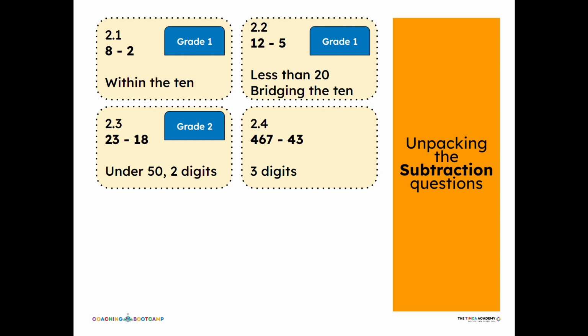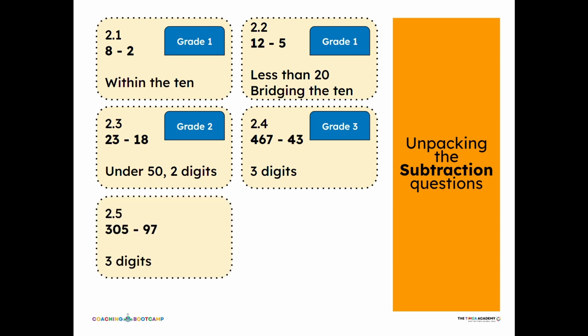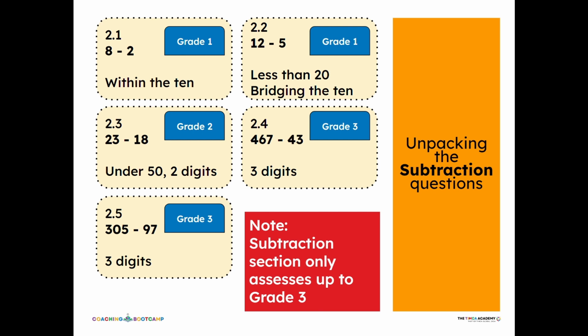Fourth question, 467 minus 43 is a 3-digit and a 2-digit sum. This is now taking us also into grade 3. And then the final one, 305 minus 97, is also a 3-digit and 2-digit problem, and again that's grade 3. And as with addition, the subtraction section only assesses up to grade 3 level. Okay, and again these numbers have been chosen specifically to elicit strategies, but we're not digging into those strategies just at the moment.